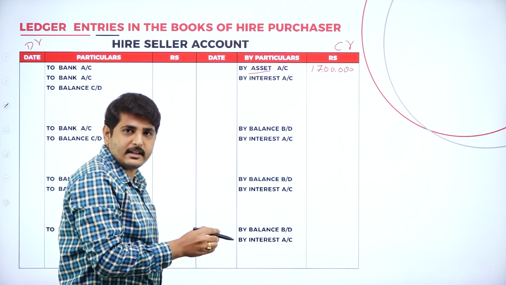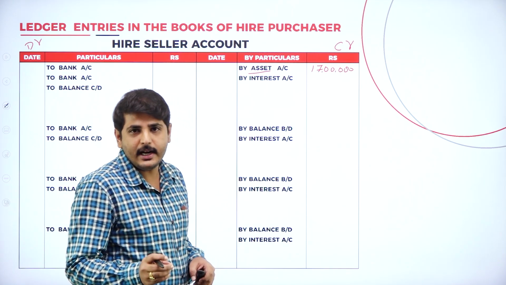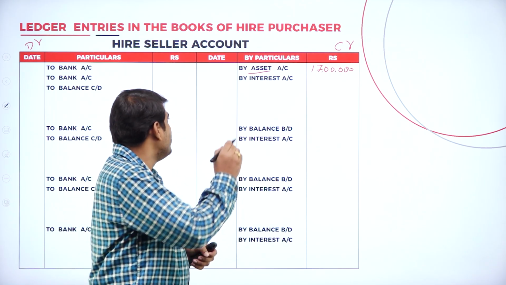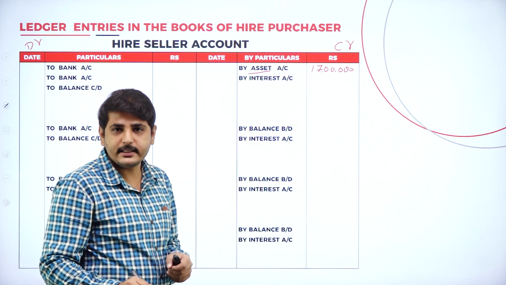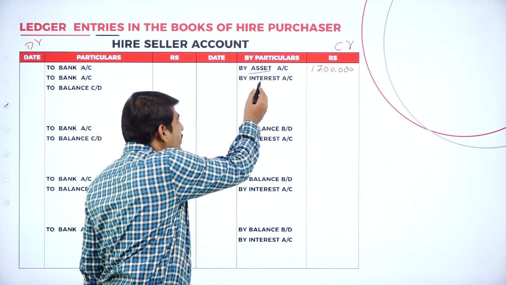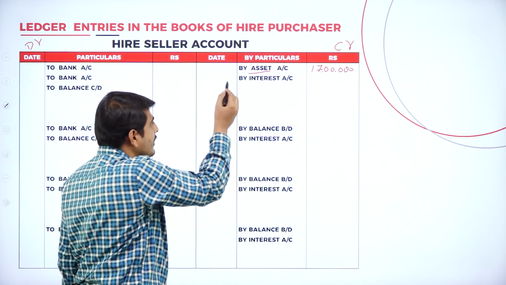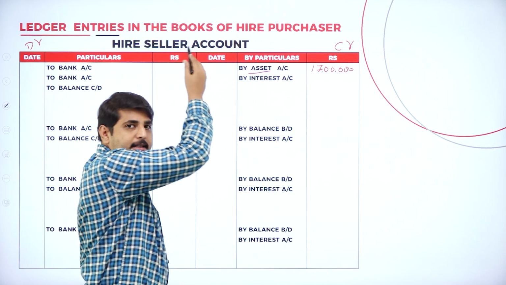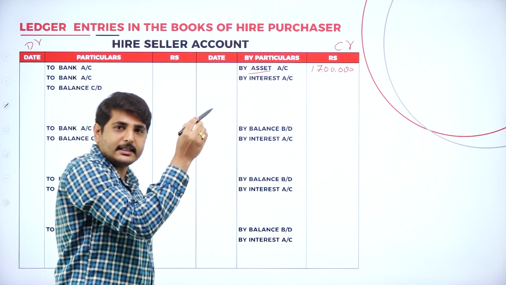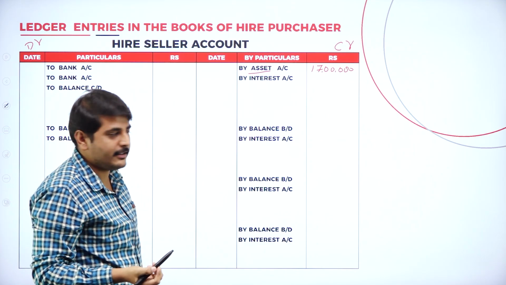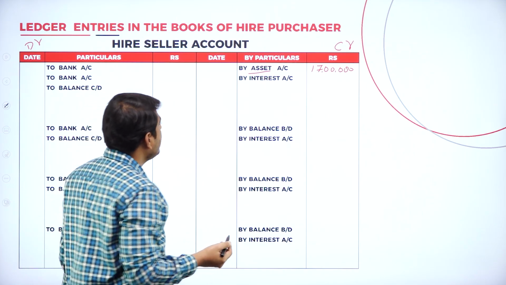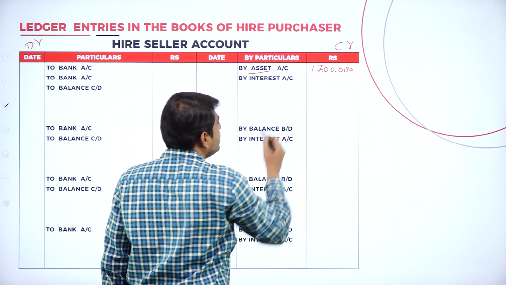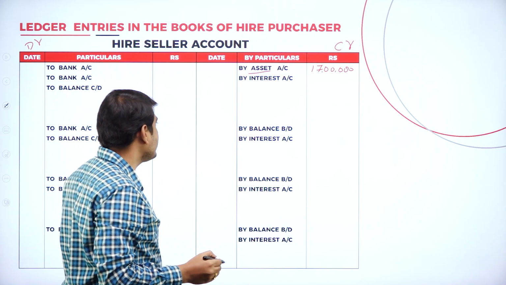Or we can also understand it this way: while pronouncing journal entries, we say by asset account to hire seller account. When the asset becomes credited, hire seller will be debited. When hire seller is debited, the asset will be credited. That is the trick. Okay, so by asset account 17 lakh.